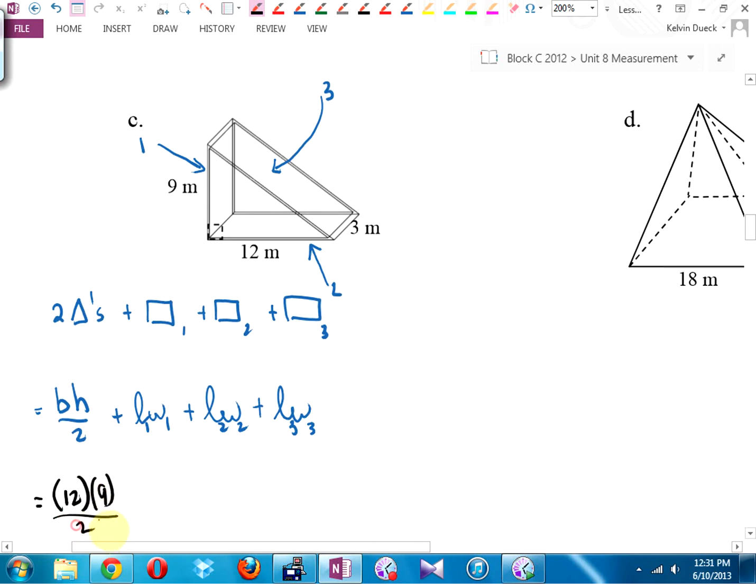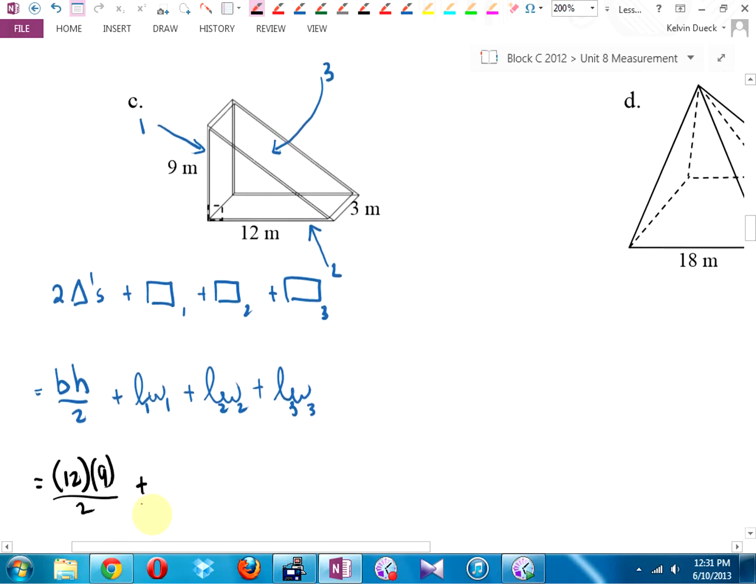9 divided by 2 plus. Okay, rectangle 1, what's the length, what's the width? 9 and 3. Rectangle 2, what's the length, what's the width? That's the floor. 12 and 3. Rectangle 3, what's the length, what's the width? Problem. Well, I got the width okay. What's the width of rectangle 3? What's the length? That.